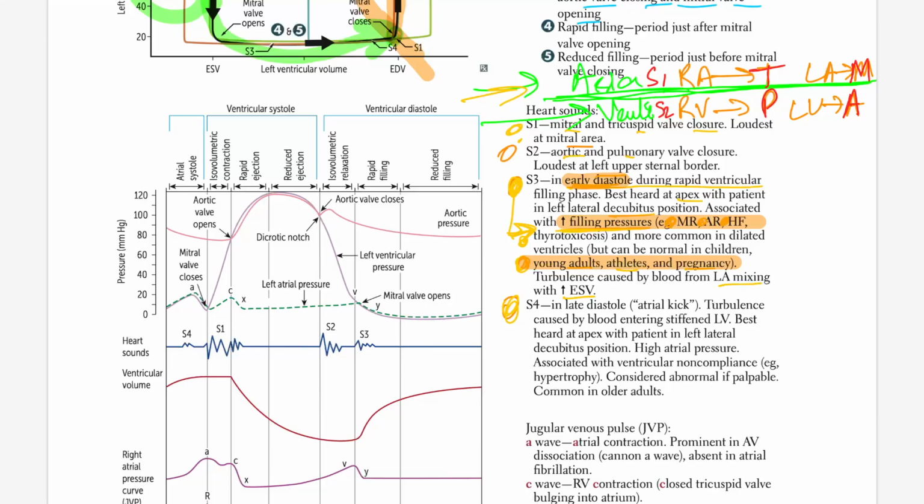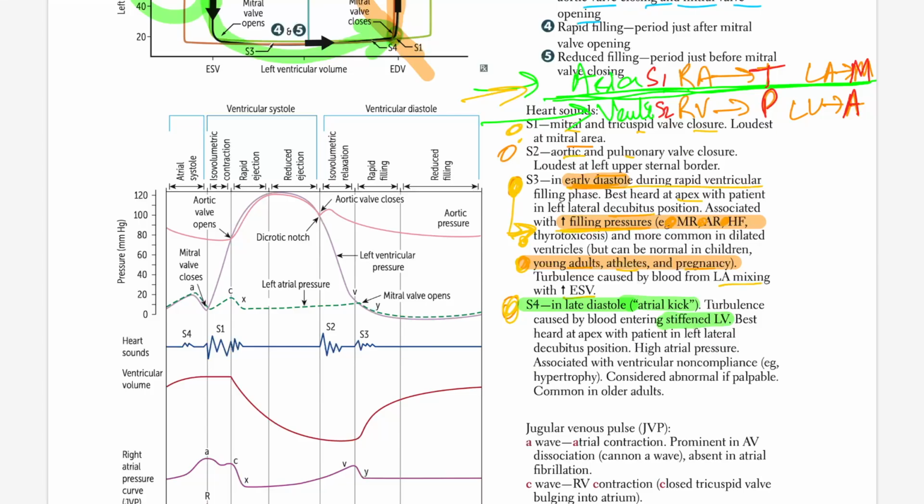Let's change color. S4 is going to be late diastole, which is known as atrial kick, right? And why would the atria kick? Because you have a stiff left ventricle. So atria is going to push the blood out, contract it out, due to the fact that you have a stiff left ventricle, and when you're pushing against some resistance, some stiffness, there's going to be a sound that is produced. That sound is S4, which is going to be seen in late diastole.